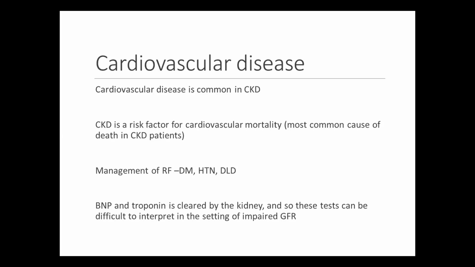And a point to make here is that the BNP and troponin are cleared by the kidney, and so these tests can be difficult to interpret in the setting of impaired GFR, and so you can follow the trends rather than the absolute values in many cases. But they're quite challenging to interpret.